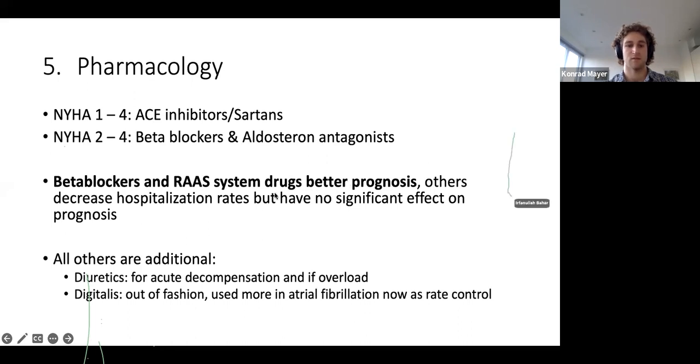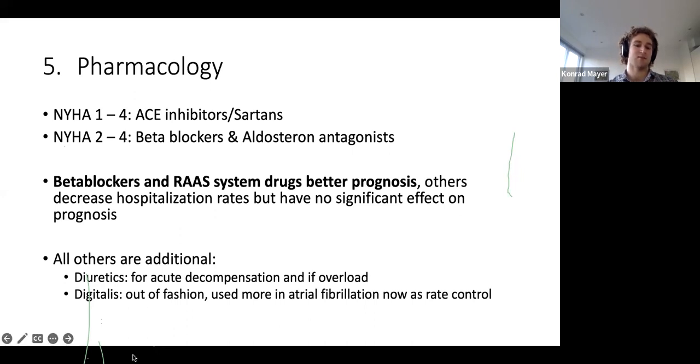All other medications, so diuretics and digitalis glycosides, decrease hospitalization rates, but they have no significant effect on the prognosis. You would give somebody diuretics in acute decompensation if they're having a really hard time breathing because of pulmonary edema, and if they're overloaded, so they have all this leg edema, you'll give them diuretics to flush them out quickly, help them out, and get the water out of their lungs.